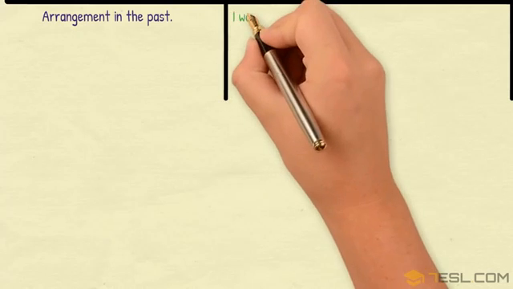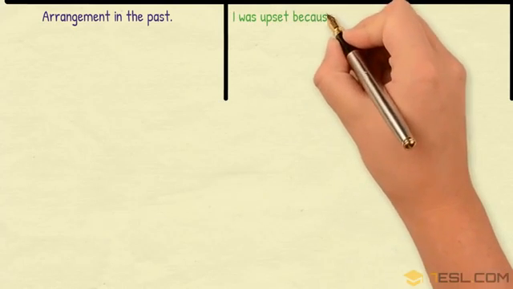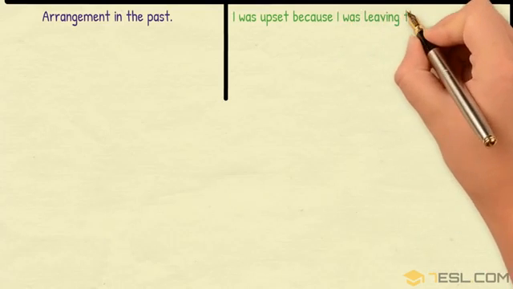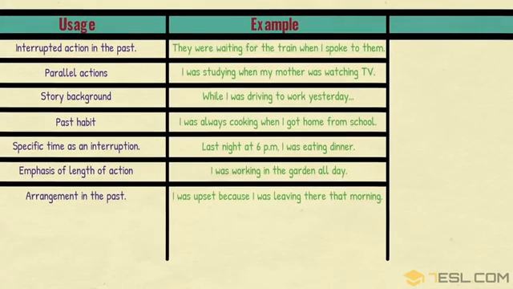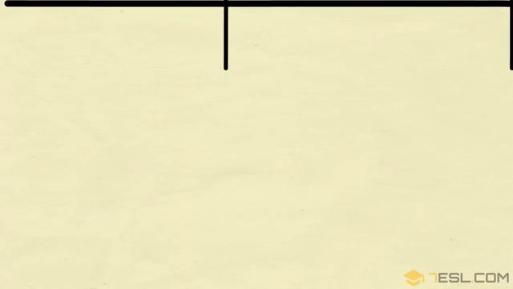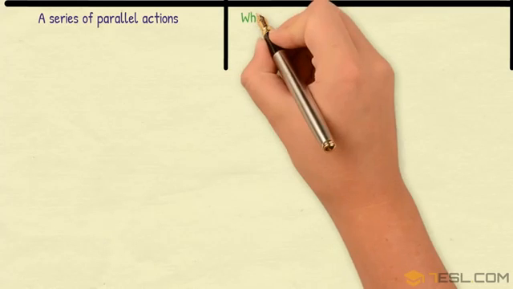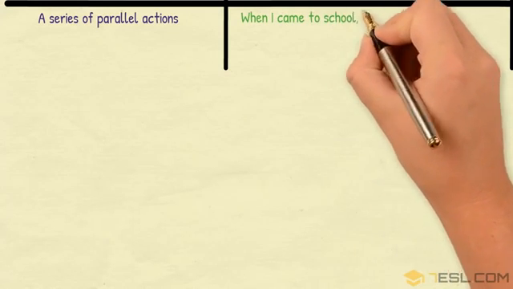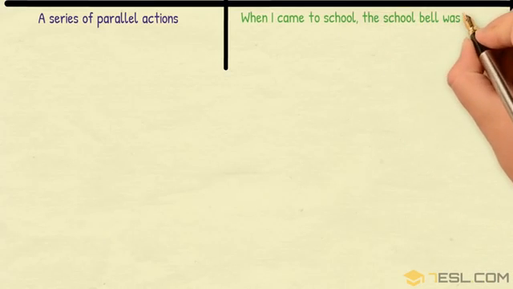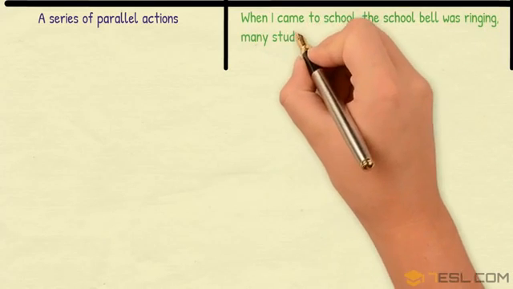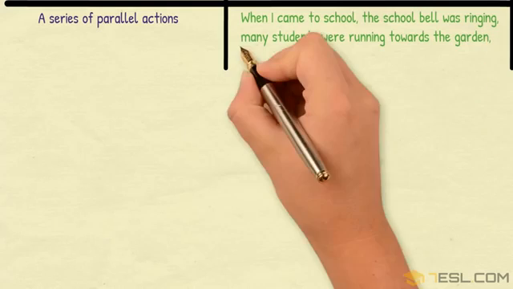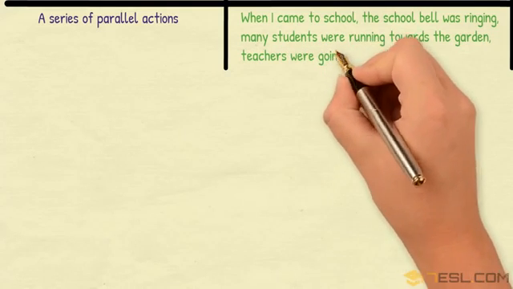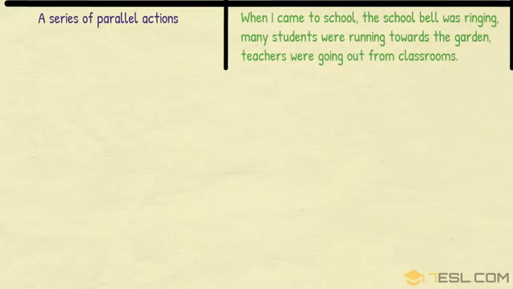Arrangement in the past. I was upset because I was leaving there that morning. A series of parallel actions. When I came to school, the school bell was ringing. Many students were running toward the garden. Teachers were going out from classrooms.